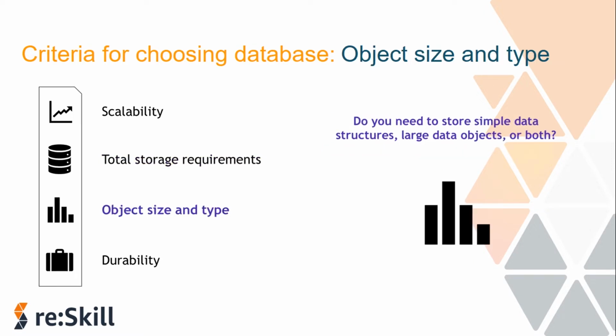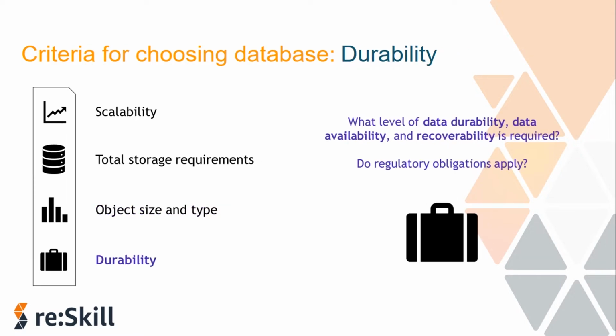Next will be to check the object size and type. When you choose a database for your specific workloads, you have to consider the size and type of the objects that you are going to store in the database. Do you need to store simple data structures, large data objects, or maybe both? Apart from this, one more thing will be durability. Durability of the data refers to the assurance that your data will not be lost, and data availability refers to your ability to access your data when you want to. So what level of data durability and data availability do you need?